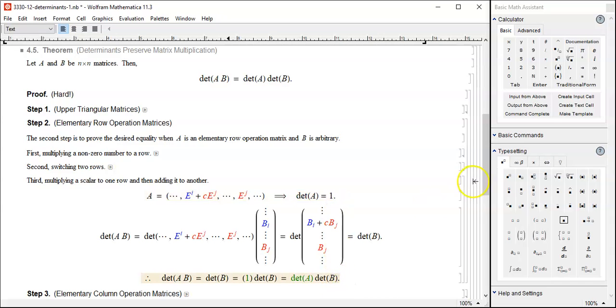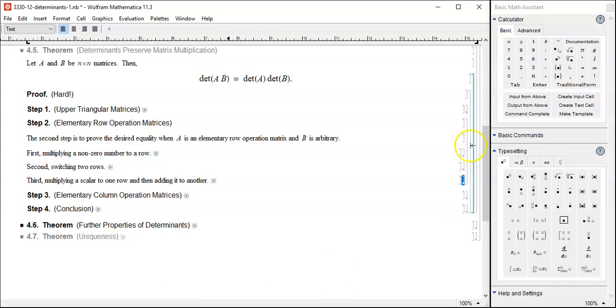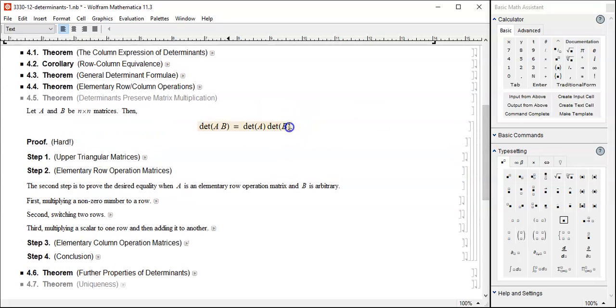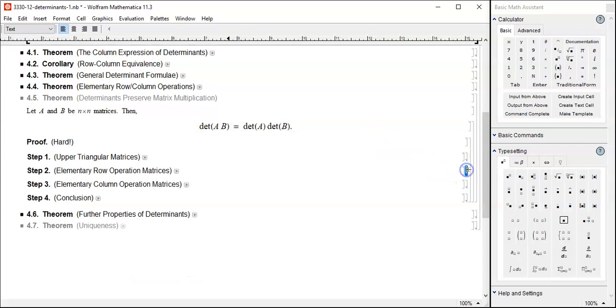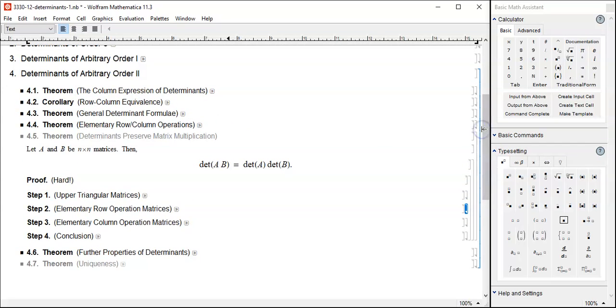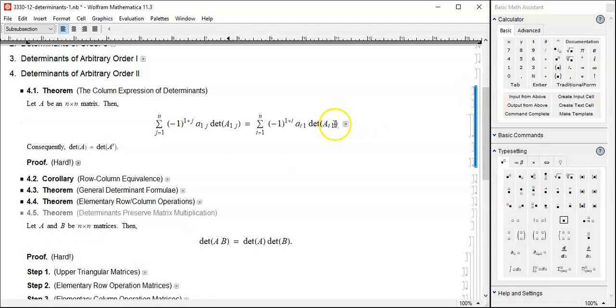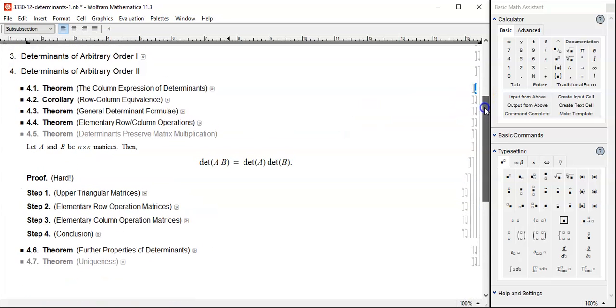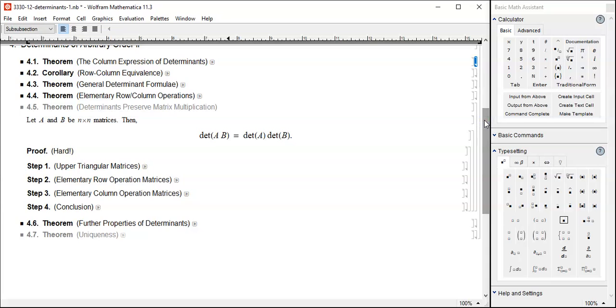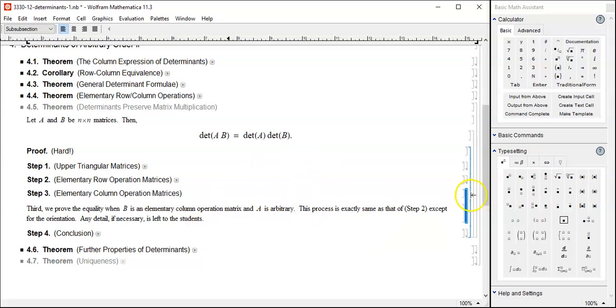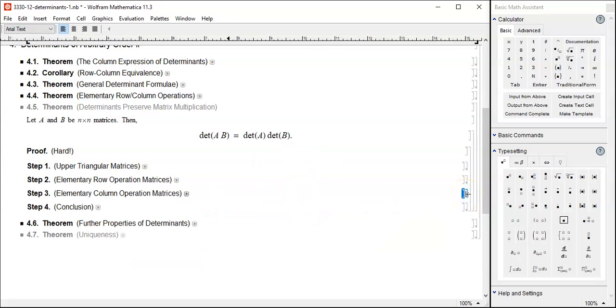So yes, we have the multiplicative property. We proved everything for elementary row operation matrices, all 3 types. For elementary column operations, you can do the same thing to the right-hand side, but who'd bother? We'll probably use the column-row equivalence, which we proved from theorem 4.1. As far as determinants are concerned, column, row, they're equivalent. And we have analogous results for elementary column operations as well.